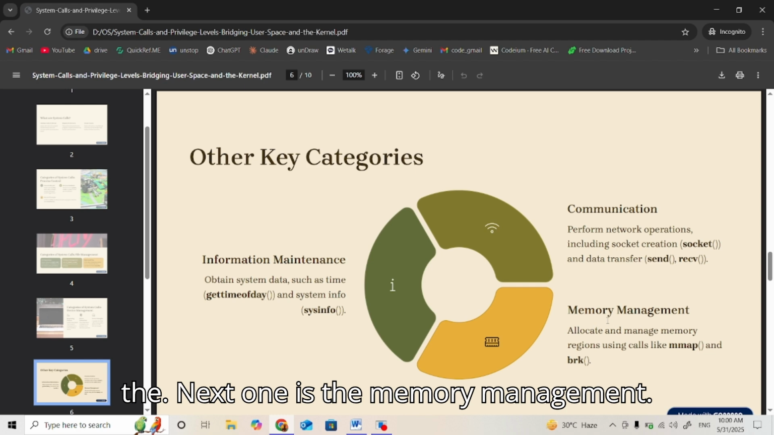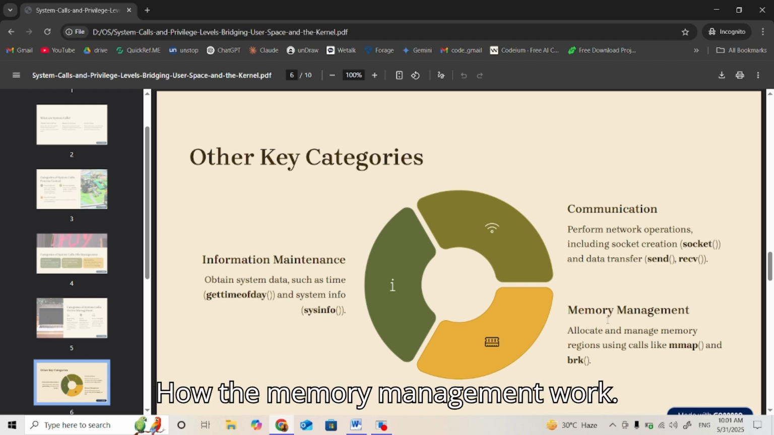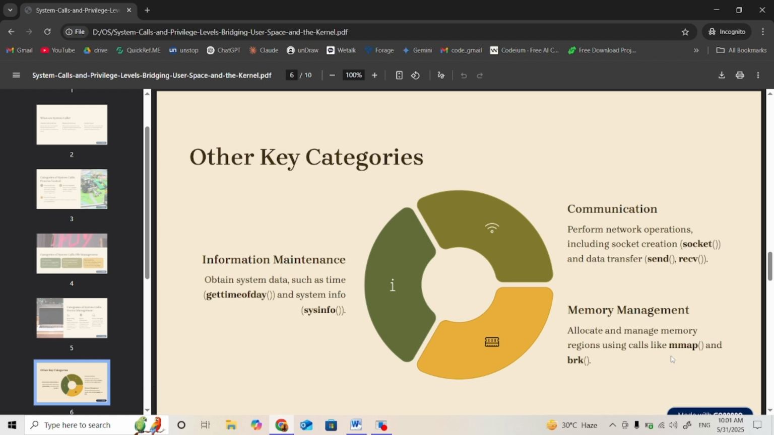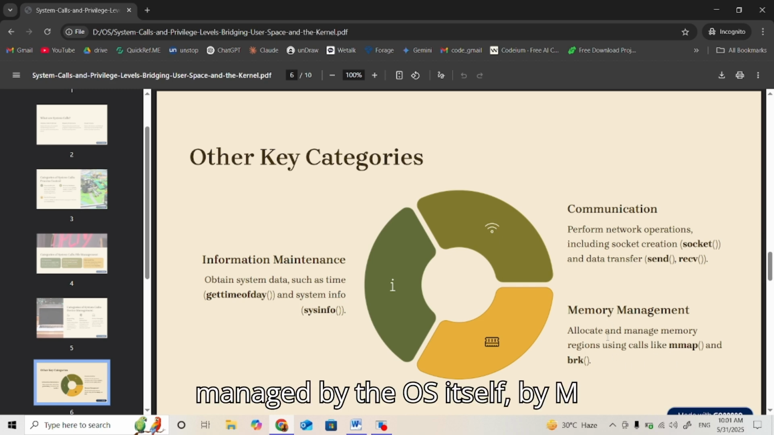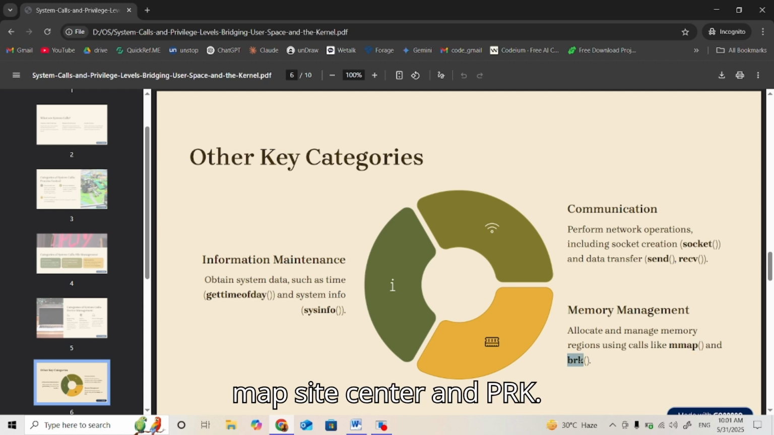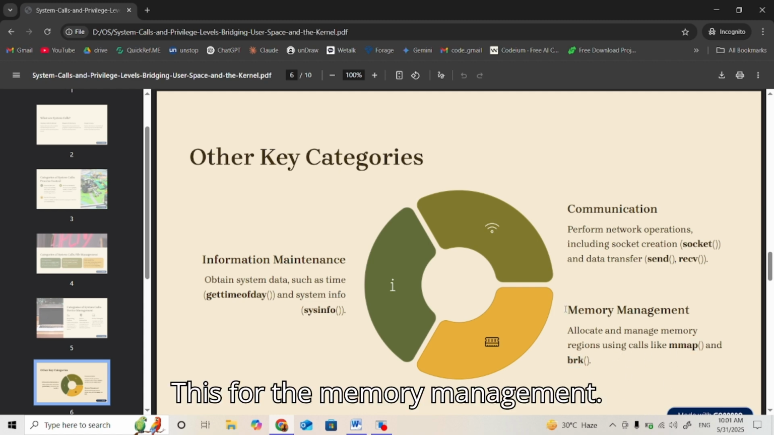And the next one is memory management. How does memory management work? Its functionality is managed by the OS itself through mmap, sbrk and brk. This is for memory management.